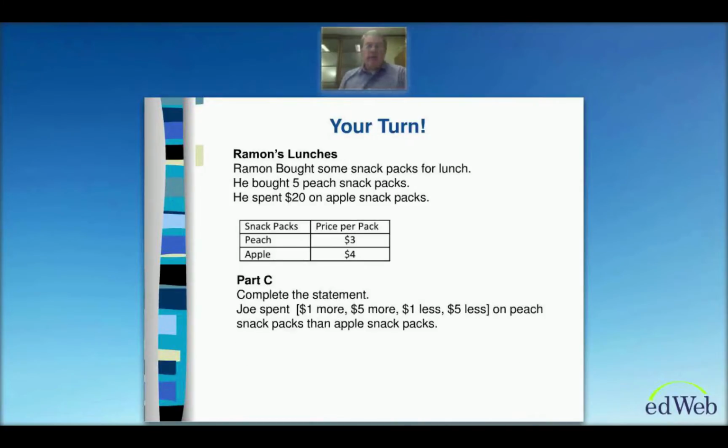I could also see if they can put together a two-step problem, something like this where I compare the amounts that were spent on peach snack packs and apple snack packs, and see if they come up with $1 more, $1 less, $5 more, $5 less. Because the ultimate problem itself is a two-step problem.